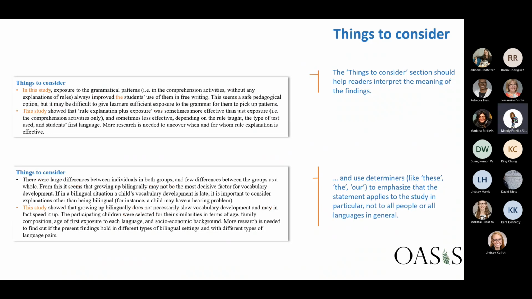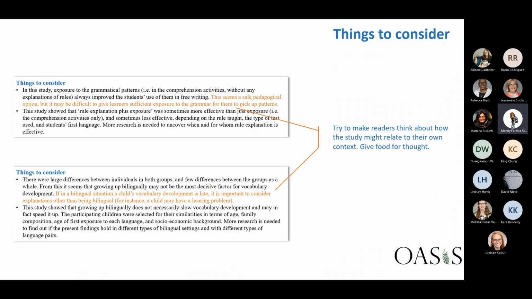Yes, use determiners like these, the, our, to emphasize that any statements you're making and the things to consider apply to the specific study, not all people or all languages. All right. A goal here in this section is to try to help the readers think about how the study might relate to their context and give some food for thought. So here an example is in the top where we were looking at the explicit and implicit training conditions. This seems a safe pedagogical option, but it may be difficult to give learners sufficient exposure to the grammar for them to pick up patterns, right? So a language educator can kind of take that and say, okay, I can apply that to, or I can consider that in my own classrooms.